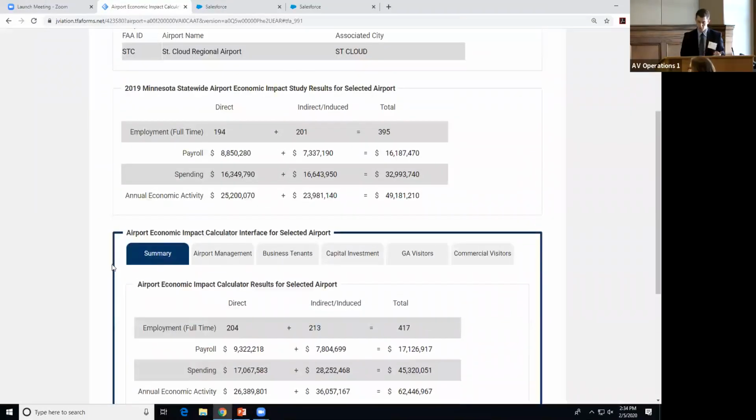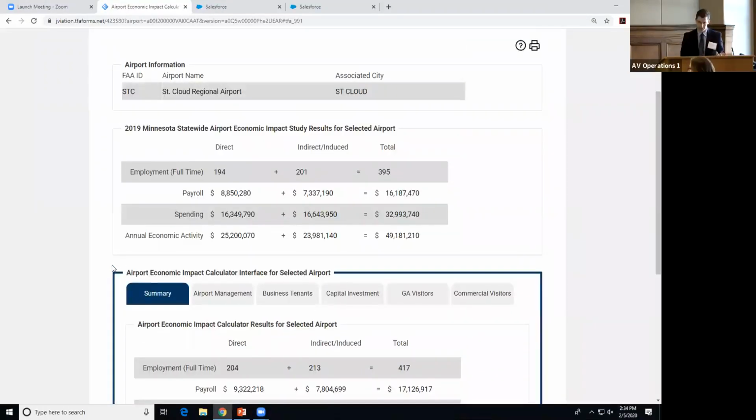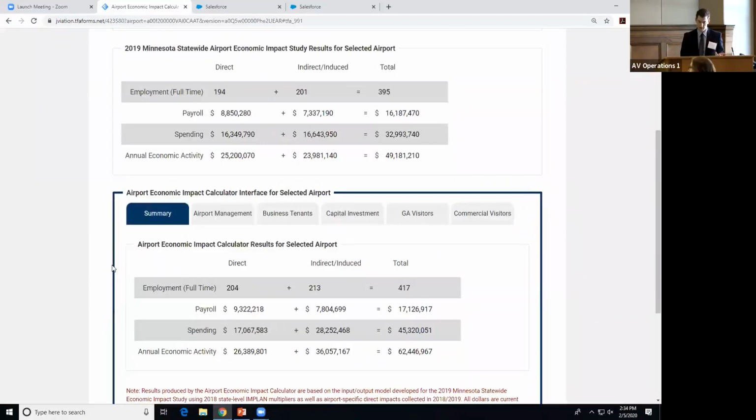So now just a little tweak to airport management and 8 new aircraft maintenance jobs. Started at 395 total jobs. Now we have 417. And annual economic activity went from 49 million to 62.5 million nearly. Just a small tweak results in some significant change. And again, all of the underlying math behind this is the same as the methodology that we outlined in the preceding PowerPoint.